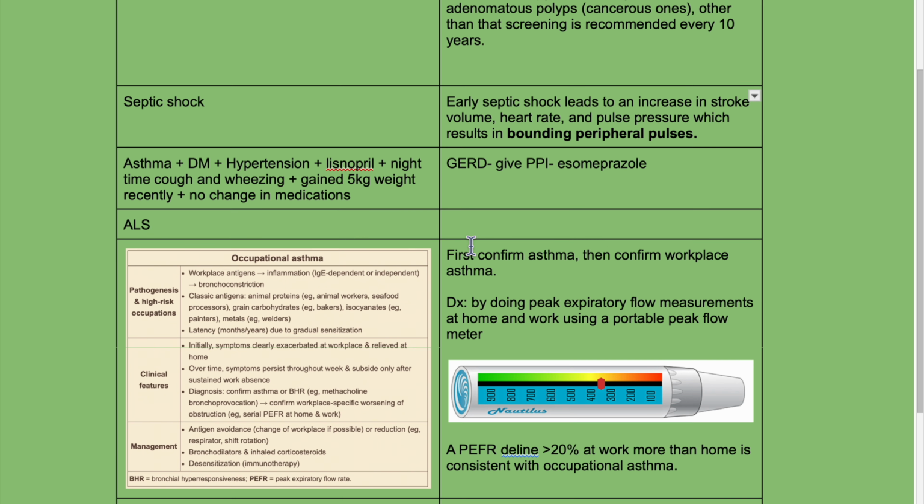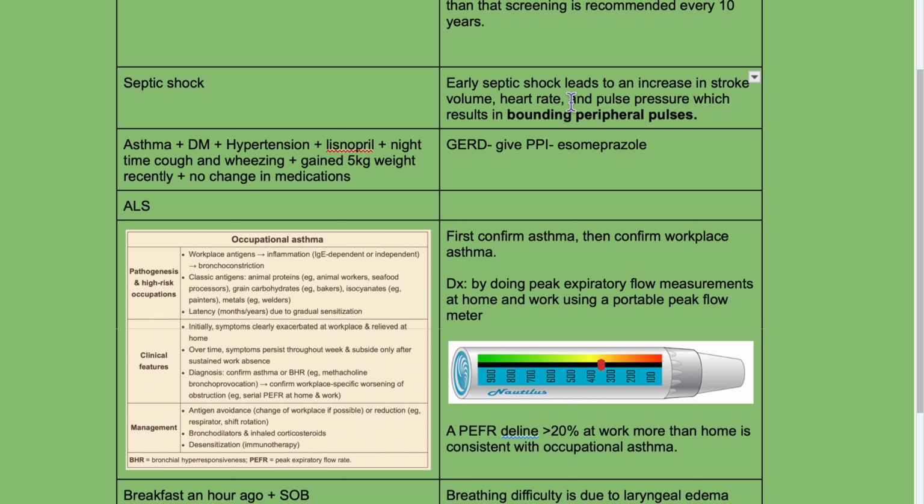Okay. And since your heart rate is increased, it's pushing a lot of blood, but since it's vasodilated, you get bounding peripheral pulses. Okay.